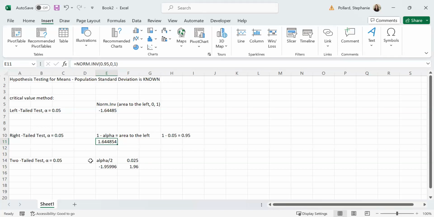Half of it goes in each tail. So when you use your formula, again, make sure you cut that alpha in half. And then don't forget, you also need a positive version. So you should have 1 negative and 1 positive version.